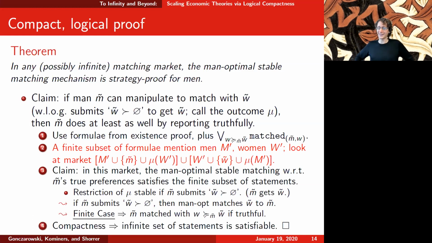Compactness thus implies that the infinite set of statements is satisfiable. We've got a stable matching, the man-optimal stable matching, that has this additional property and is stable, so it satisfies all the other formulae we already had. That implies that the infinite set of statements is satisfiable, getting us this claim. So M tilde does at least as well by reporting truthfully as if he submits instead W tilde preferred to null. And that means there's no opportunity for manipulation in the infinite market. Questions there, because I know we sidebarred in the middle of it?